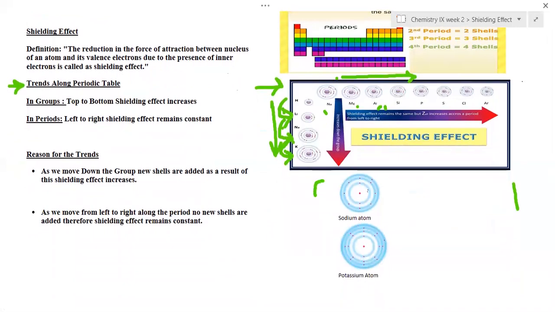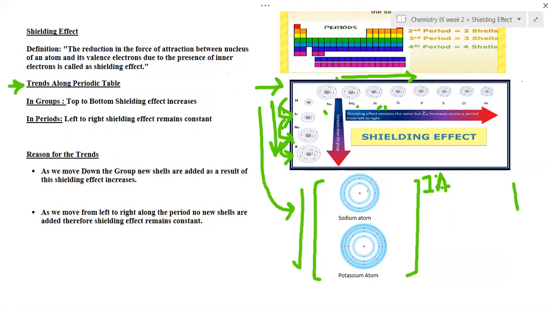Let's take two atoms. One is a sodium atom, the other a potassium atom. Both belong to group 1A, but the periods are different. Sodium is on top, and potassium occupies a lower position. So if we apply the same trend here, it means that from top to bottom the shielding effect should be increasing. Yes, it is increasing.